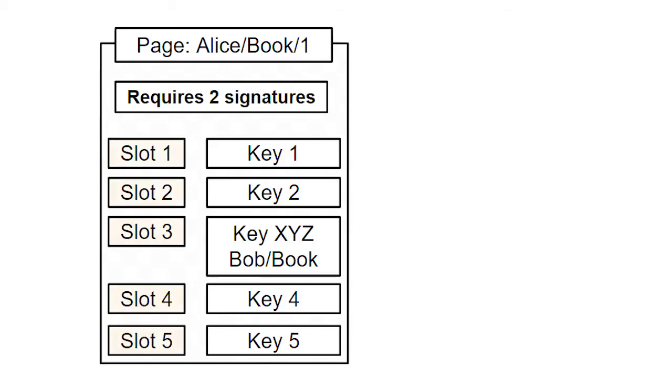Alice's key page has 5 entries, we'll say, meaning it contains 5 total slots that can hold 5 total keys and/or keybook URLs. Her key page requires a signature threshold of m=2, meaning that 2 signatures out of 5 are required to execute a transaction. We're also going to assume that slot 3 will specify XYZ as the key and the keybook URL Bob/book as the owner of that key.